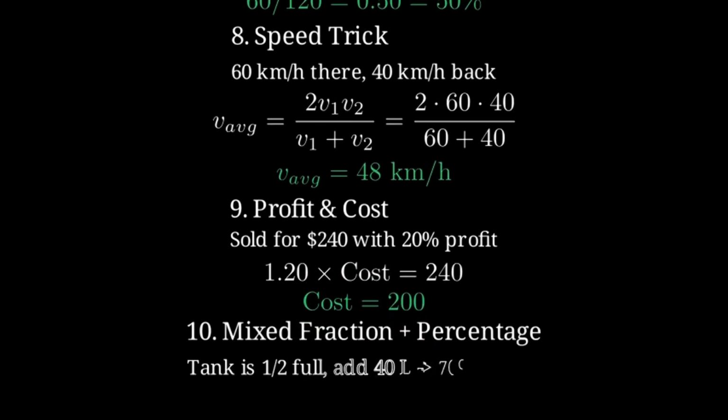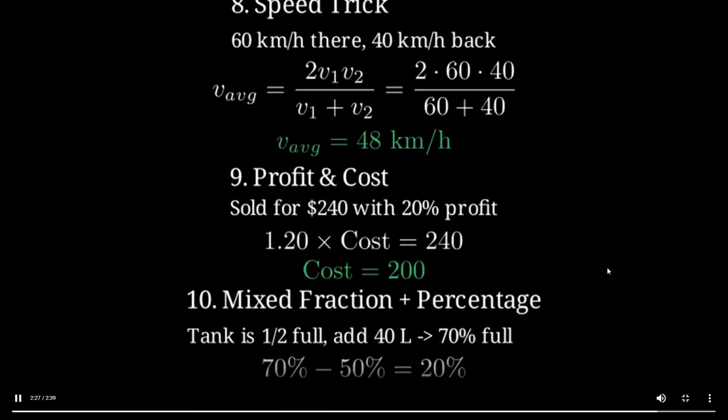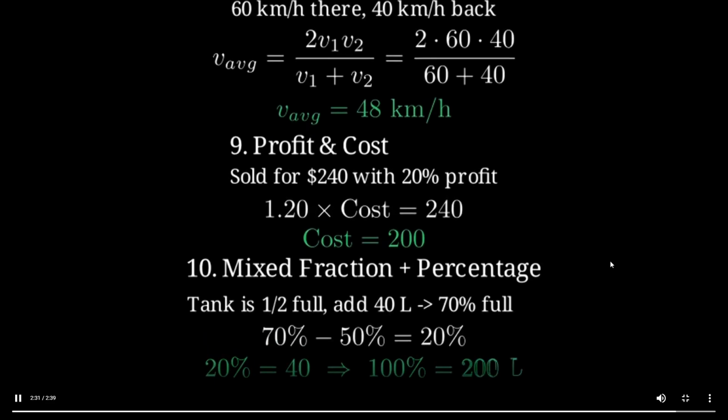Problem 10. A tank is 1/2 full, then 40 liters are added, making it 70% full. 1/2 is 50%, so the increase is 20%. If 20% is 40 liters, total capacity is 200 liters.